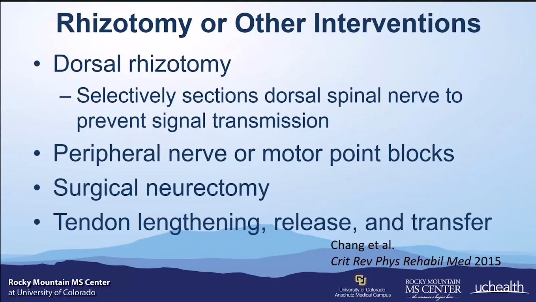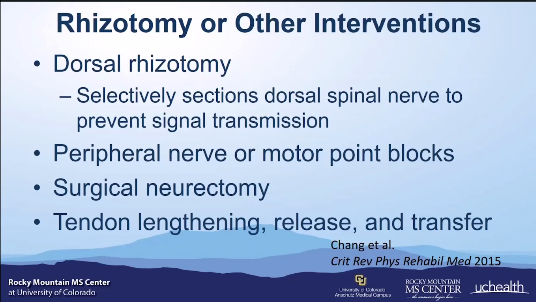And then a couple more, rhizotomy or other interventions. Dorsal rhizotomy is basically where a surgeon goes in and selectively cuts a dorsal spinal nerve to prevent transmission. This is part of that feedback loop that I was talking about, where the muscles talk to the spinal neuron and make it more excitatory. So this prevents that excitatory input and hopefully alleviates the spasticity. And then there are other surgical approaches that are not used quite as much, things like completely getting rid of the nerves involved, which of course could potentially have side effects, as you can imagine.